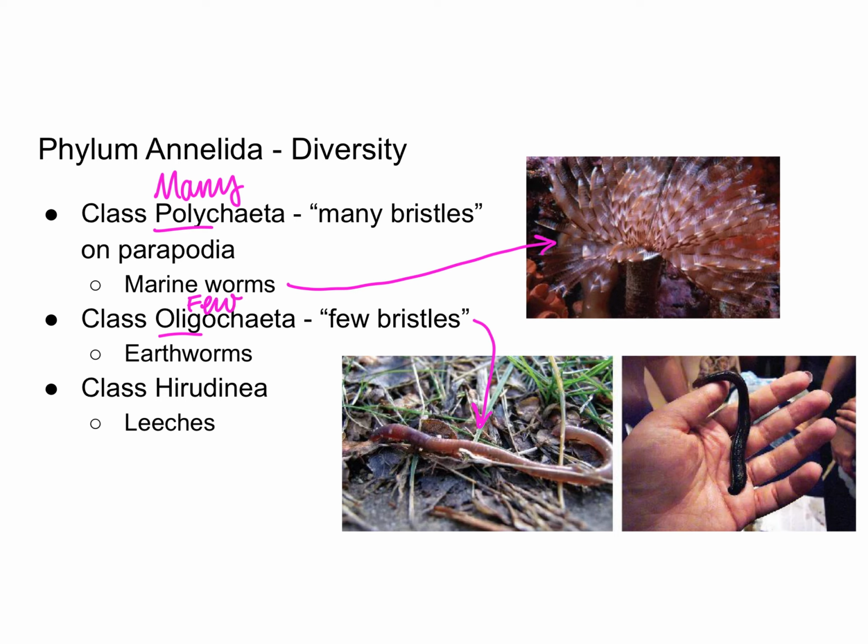And then class Hirudinea make up the leeches, which are the blood-sucking annelids. And they have suckers on both ends to help them attach to their host, and then they're able to suck the blood from both ends.